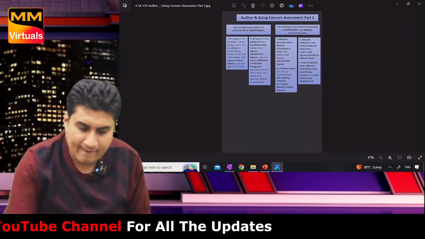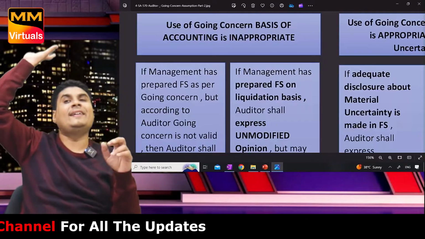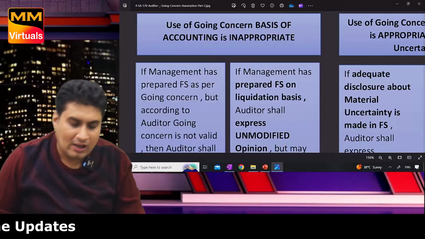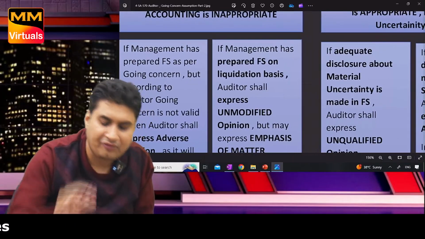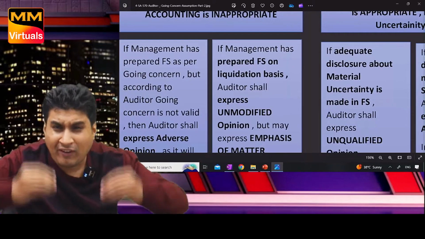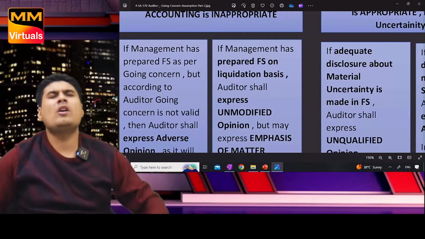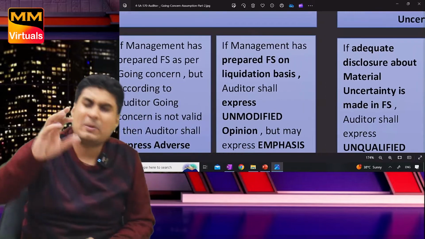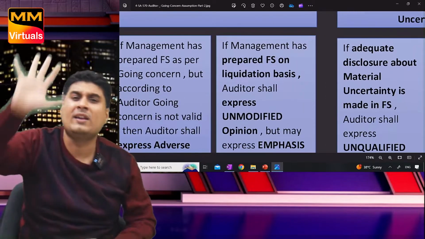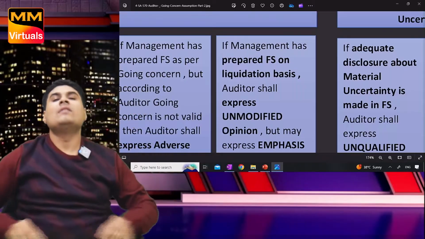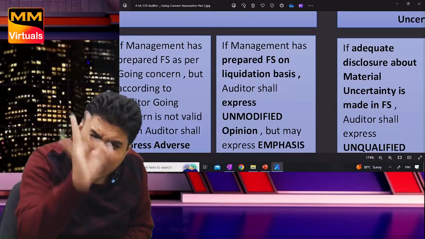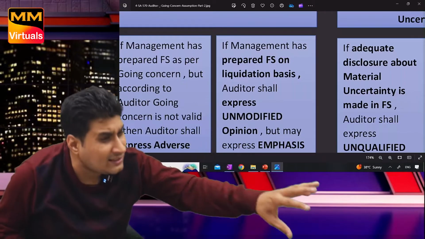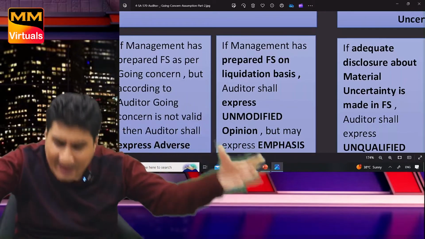Number 1, going concern is not valid according to you. If management has prepared financial statements and it's invalid, you have to show assets and liabilities at NRV. If management has prepared financial statements on NRV basis, liquidation basis only, we will give an unmodified opinion, a clean opinion. Why? Because they have given whatever was required. You had to prepare financial statements on NRV. They prepared on NRV only.